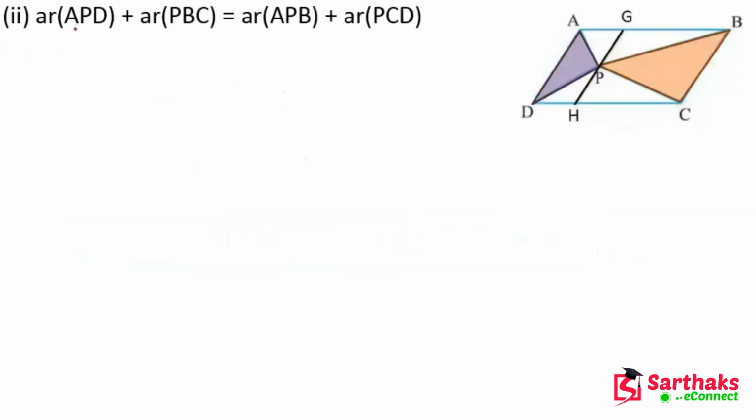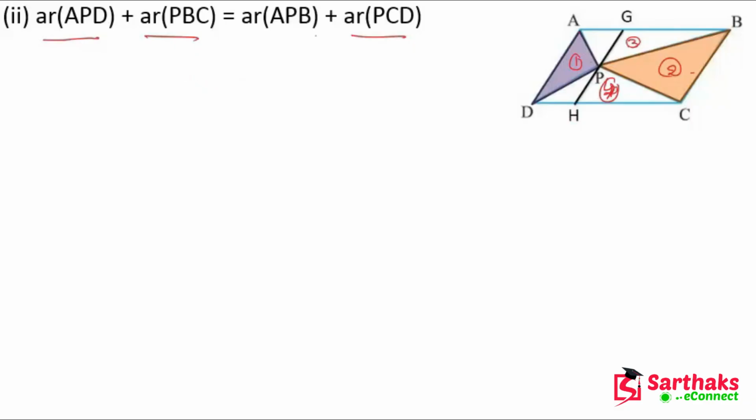Yes, so now in the second part, we have to prove area of triangle APD, means this triangle, plus area of triangle PBC, means this triangle, is equal to area of triangle APB, this third triangle, plus area of triangle PCD, this fourth triangle. We have 4 triangles, 1, 2, 3, 4. So area of 1 plus area of 2 is equal to area of 3 plus area of 4. So we have to prove it like this. Okay, let's start to prove this.